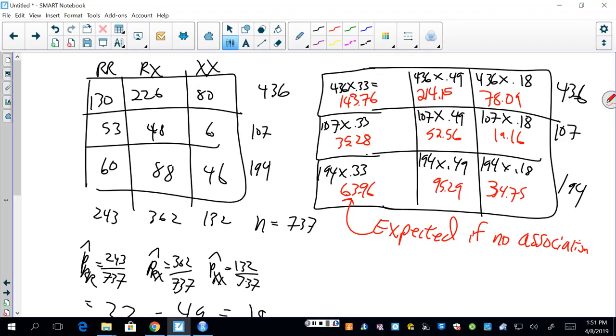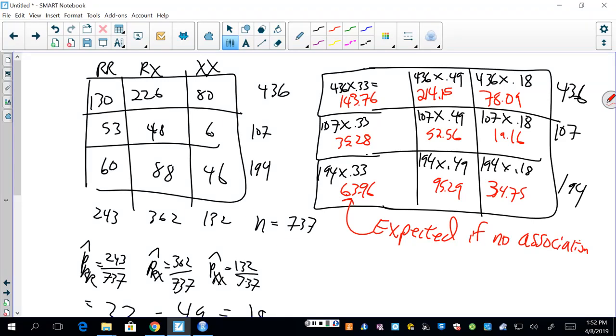How do those compare to the real data? They're pretty close. Many times they're close. Some ways, right? 60, almost 64, that's pretty close. But there's a few differences, right? 130, 143, 226, 214. So there's some differences. So it's not totally consistent. I mean, it could be closer.